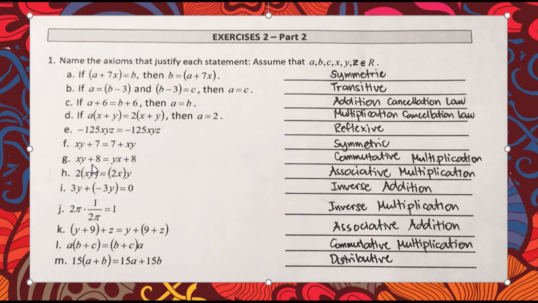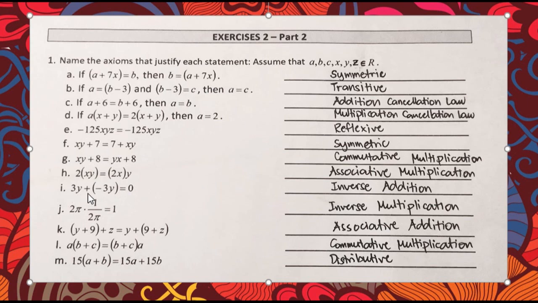X times Y plus 8 is equal to Y times X plus 8. So, diri nabali ang X of Y. So, that is commutative multiplication. Next, 2 times xy is equal to 2 times x times y. So, diri ang nakagroup po si x ug y, diri si 2 ug x na. So, this is under associative multiplication.